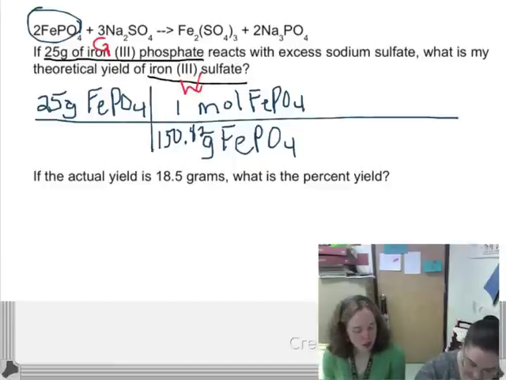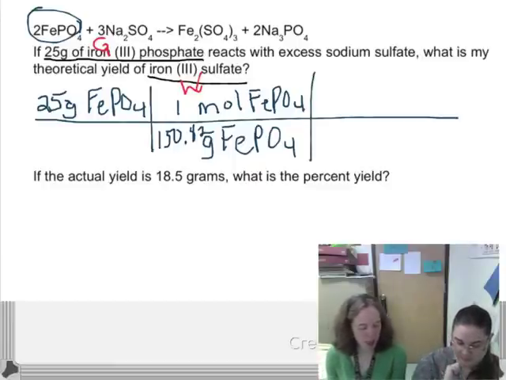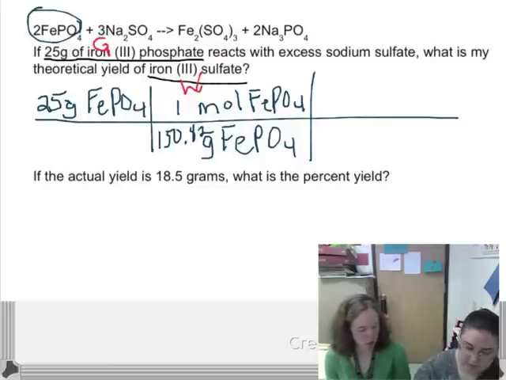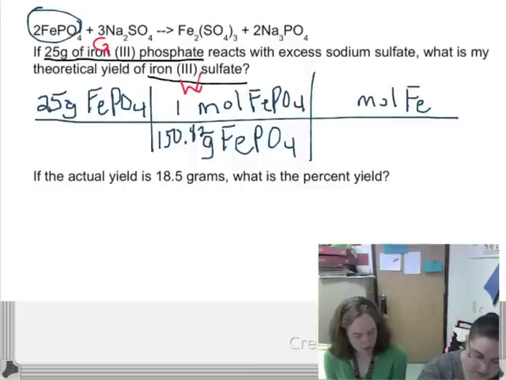Okay. Lime. So now we've gotten ourselves 2 moles of iron phosphate. How do we change from iron phosphate to iron sulfate? What are we going to use? Anytime I'm going from one substance to another substance, I have to use my mole ratio, which comes from the coefficients in my balanced equation. So I need moles of iron sulfate on top.